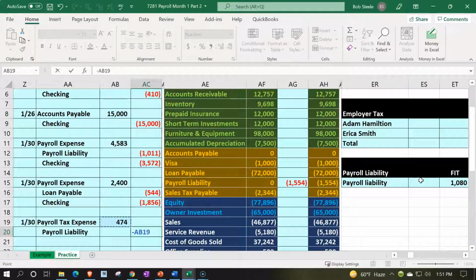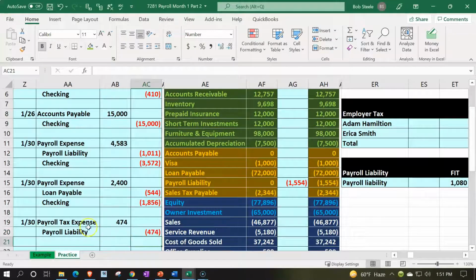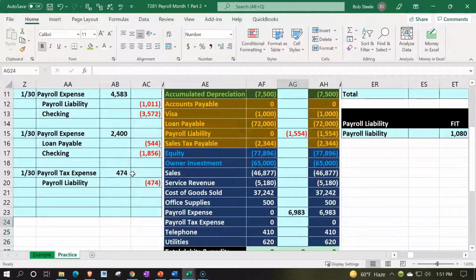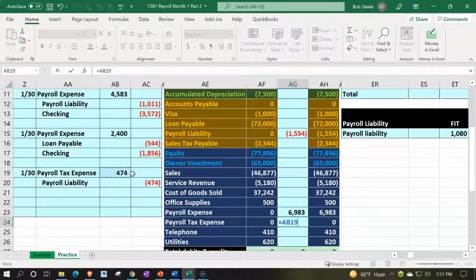Okay, so there's our debit and credit. Let's then post it out. So we got the payroll expense on down below, the payroll tax expense, I should say, because that's the right thing to say. That's more proper.